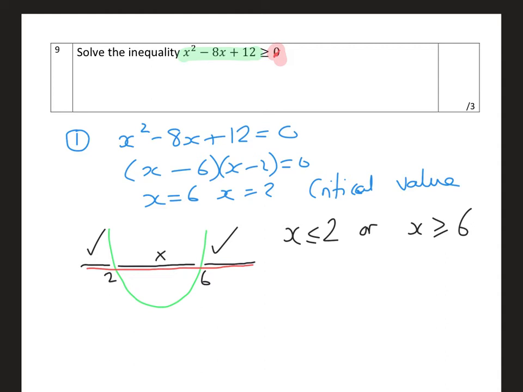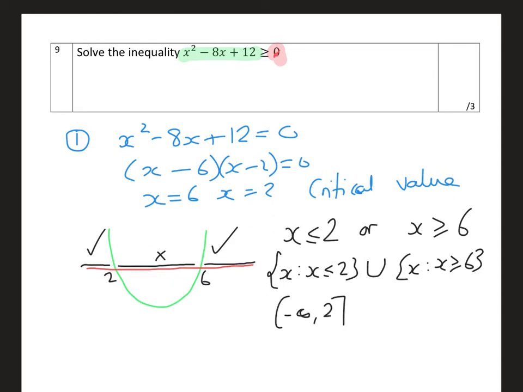Now, in maths, we try not to write too many words, so we can use set notation. So the set of x's where x is less than or equal to 2, or the set of x's where x is bigger than or equal to 6, and the symbol we use for or is that U kind of shape. Equally, you can write it using interval notation, so that first one goes from minus infinity to 2, and it can equal 2, so square bracket, or from 6, and it can be 6, square bracket, all the way to infinity.